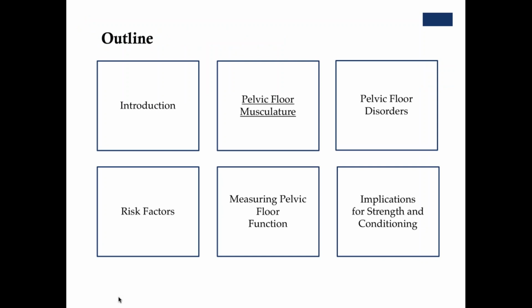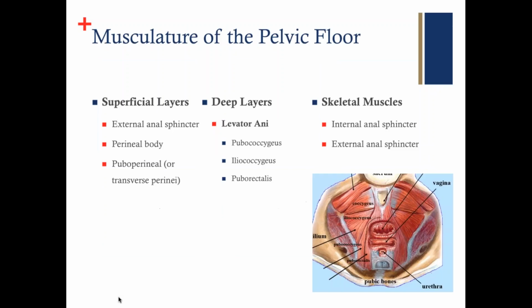Let's talk about the pelvic floor musculature. Well, we have superficial layers, deep layers, skeletal muscles. That also tells us we have a portion of the tissue that's going to be under our control and a portion of the tissue that's going to be automatic or not part of our control. So we have the deep layers, and when we talk about the pelvic floor muscle, this is the grouping that we're typically talking about most often.